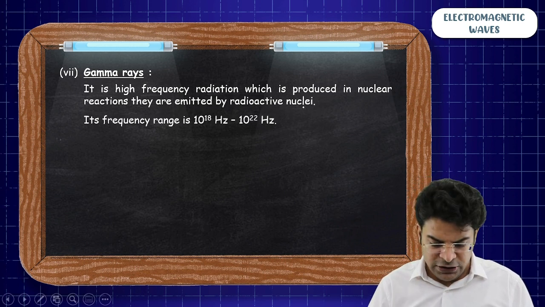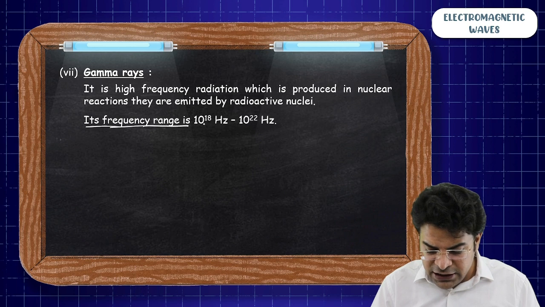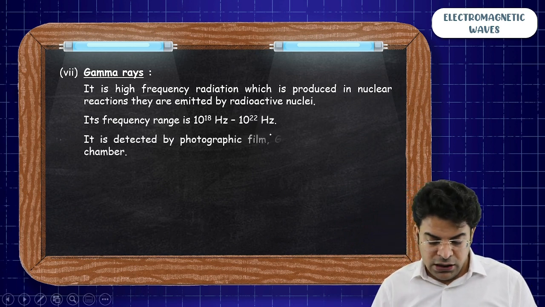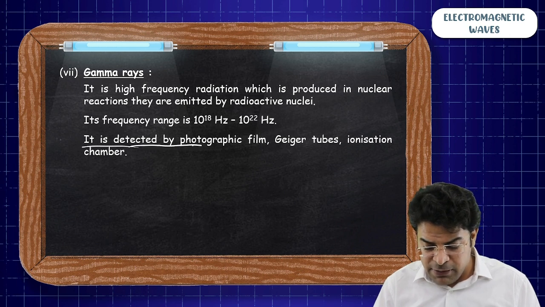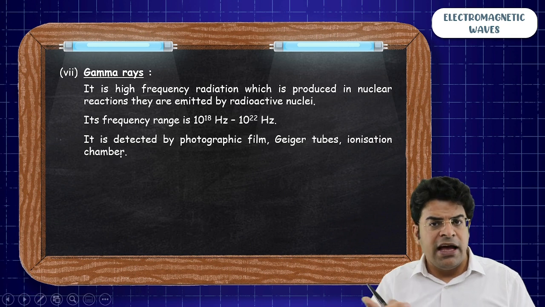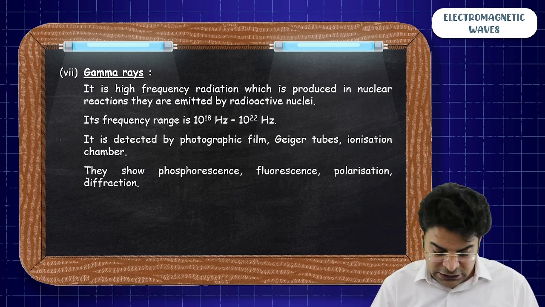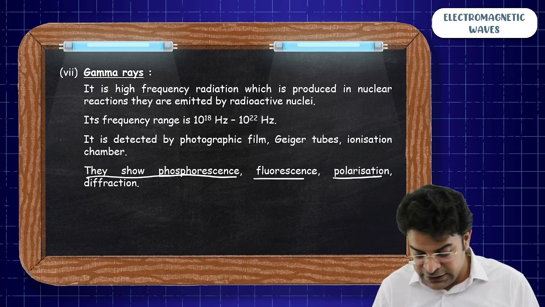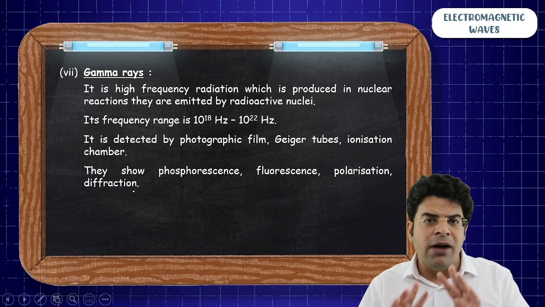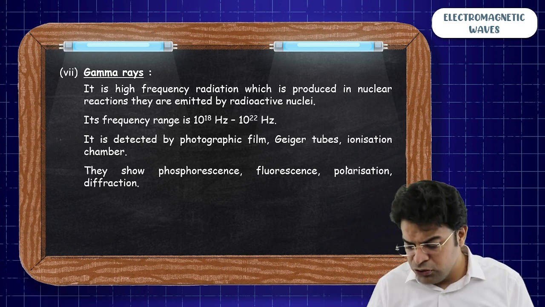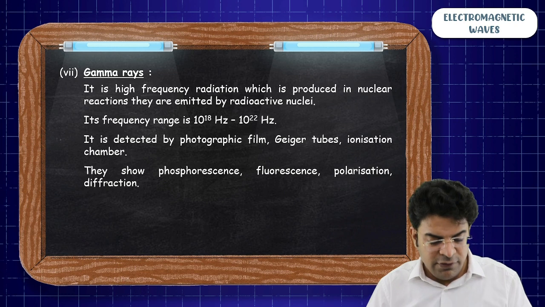Just need to remember this. Its frequency ranges from 10 to the power of 15 Hz, such big, to 10 to the power of 22 Hz. Next, it is detected by photographic plate, Geiger tube, ionization chambers, same as what we said for X-rays. Next, they show phosphorescence, fluorescence, polarization, diffraction. So gamma rays are not different from our ordinary light. It also shows polarization as well as diffraction.